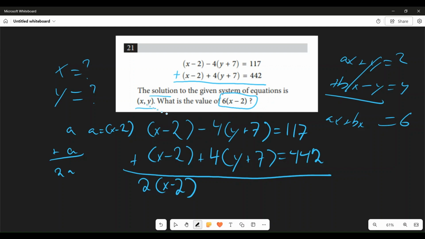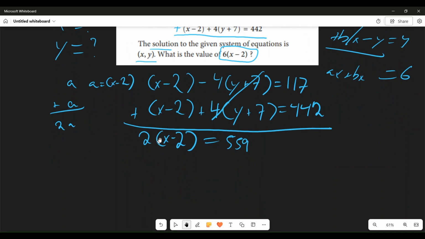The SAT was trying to confuse us originally by saying the solution is x, y, but really we don't care about the solution. We just want to figure out what this equals. And they kind of threw us a bone and gave us the plus 4 and minus 4 of this term, so we can automatically get rid of it, because plus 4 times the quantity y plus 7 and minus 4 times the quantity y plus 7 will cancel out. So that's going to be equal to 0. And then now we just need to add these two together. So that is going to be 117 plus 442, which is 559.